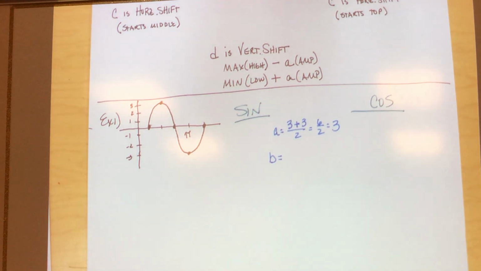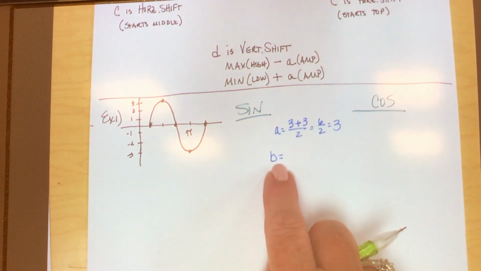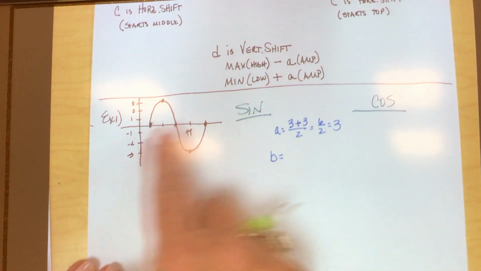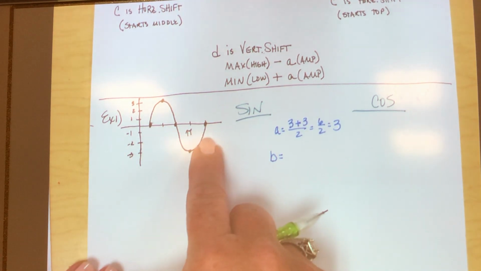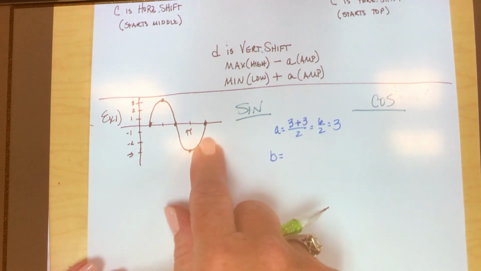Okay, so we gotta find B. Now, in order to find B, I need to know some of these tick marks in here. Now look, y'all, I made the tick marks easy. But can I make it extremely difficult? Yes, I most certainly can. So we gotta see if you guys know how to do this.